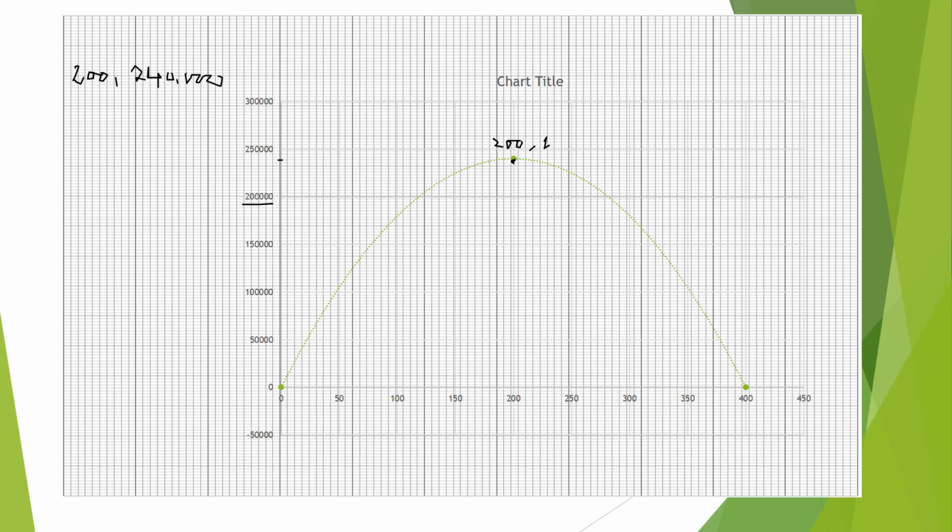This point is 200 and 240,000. And similarly here, this point of intersection is 0 and 0, and here we have 400 and 0.